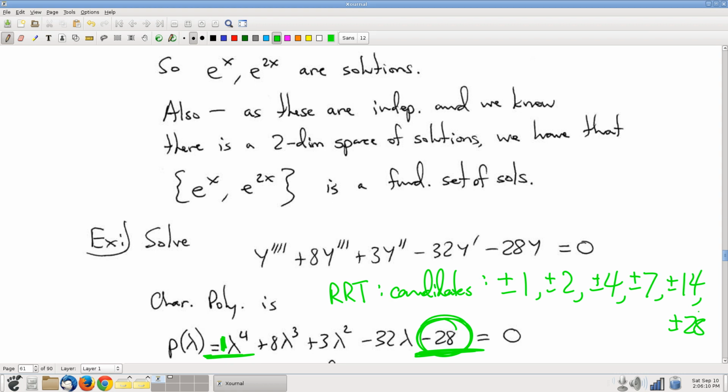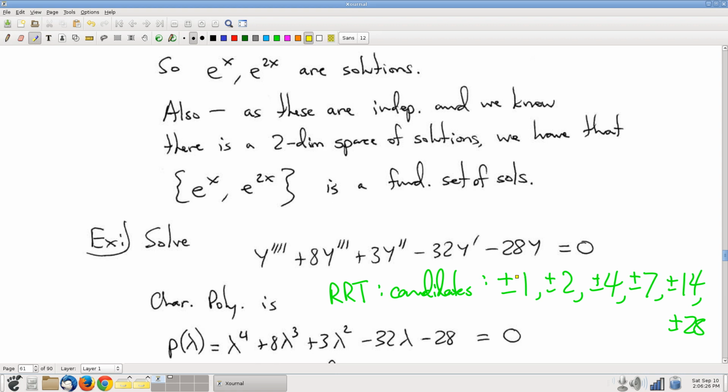So that means if there are any rational roots, it's got to be off of this list. So how about this? How about we just start trying the numbers on this list? We don't have any better ideas, so let's start following these leads.